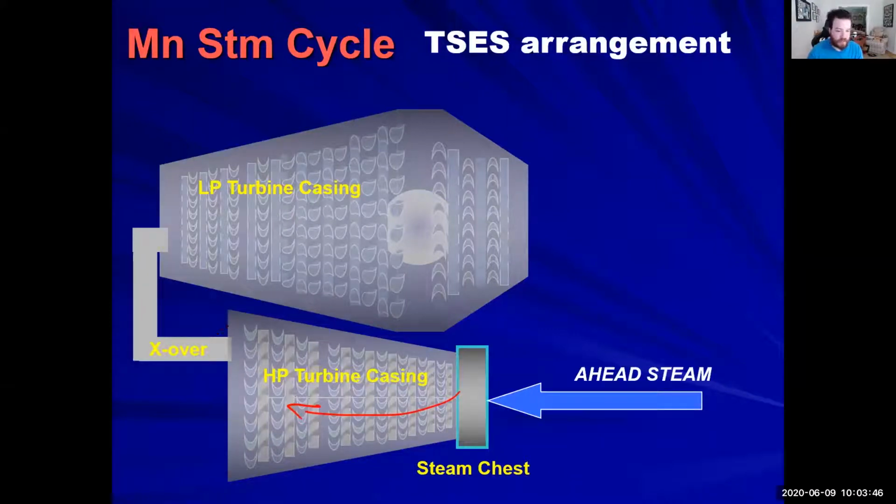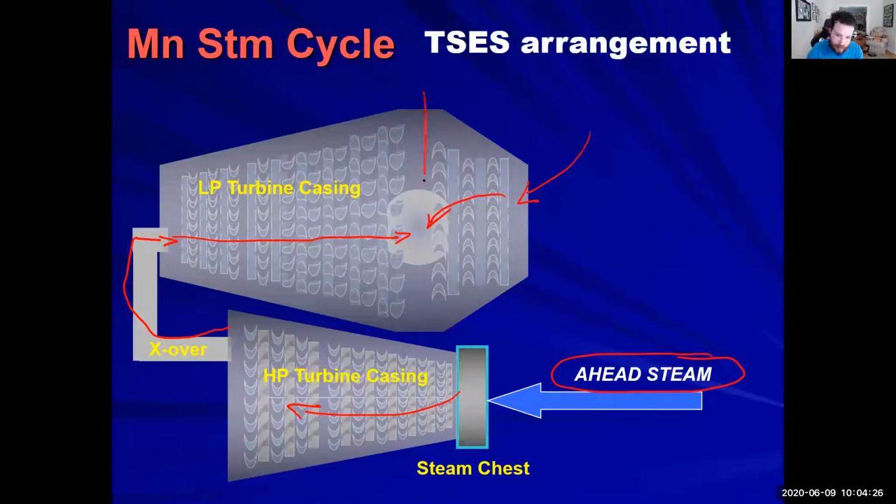From your HP turbine casing, it goes into your crossover. And now here's the biggest thing that we want to talk about: ahead steam. When you are going ahead, your steam will go through your HP turbine to your crossover, into your LP turbine, and down into your main condenser. Always. And if you're going to be using astern steam, it goes into your LP turbine, down into your main condenser.